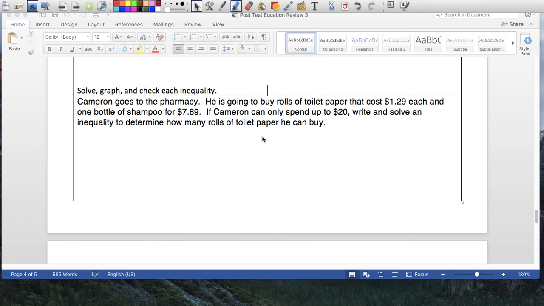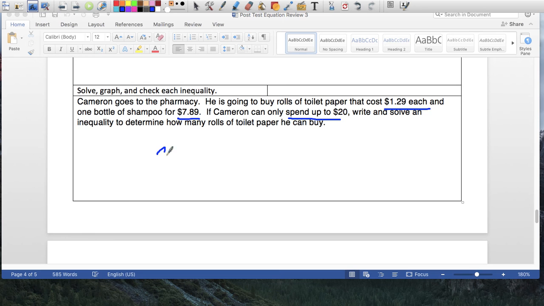Last one, solve, graph, check. Cameron inequality. Cameron goes to the pharmacy. He's going to buy rolls of toilet paper. Yay. They cost $1.29 each and one bottle of shampoo for $7.89. Cameron can only spend up to 20. Write and solve an inequality to determine how many rolls of toilet paper he can buy. So here's my one clue. $1.29 each. So right there is my variable with its coefficient, 1.29, and my constant is going to be 7.89.